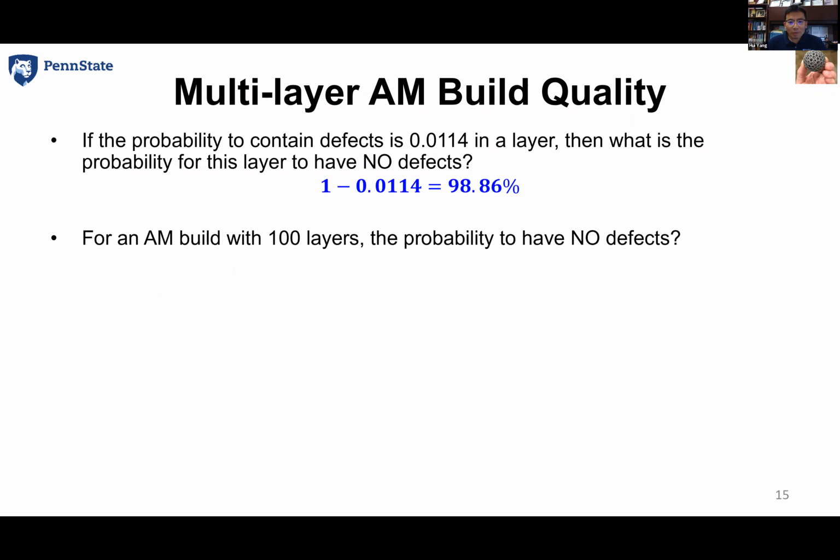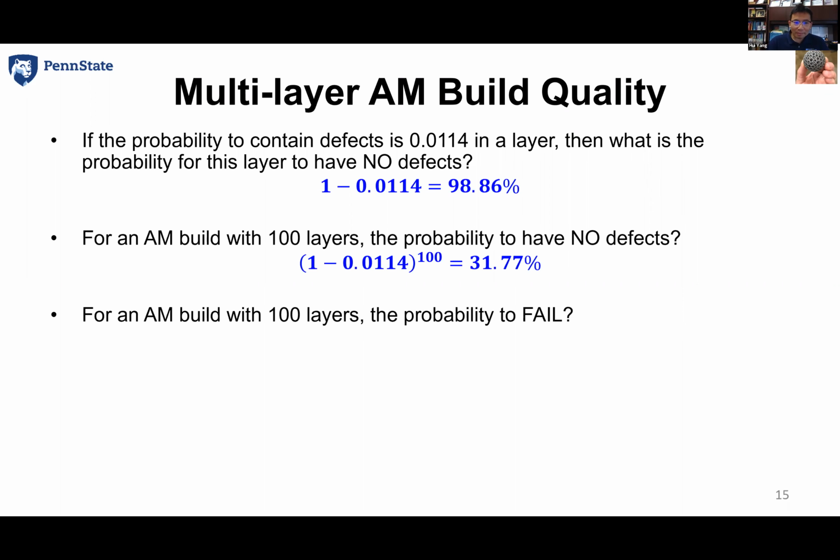For an AM build with 100 layers, if every layer, the probability is like this, okay? What's the probability for this build with 100 layers to have no defects? Then every layer has to contain no defects. So this will be your power 100. It's about 31.77%. This is about true, right? 2 out of 7 are defect free. And so now you see the challenge.